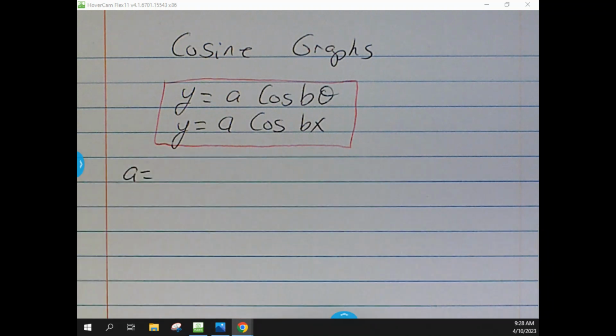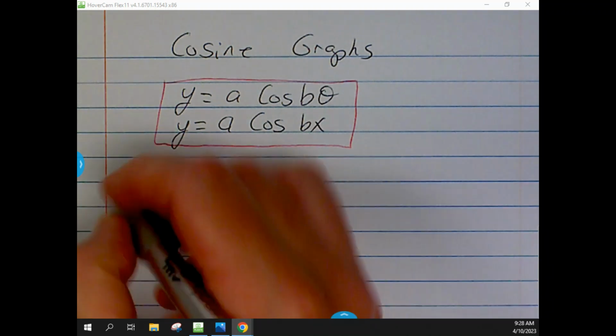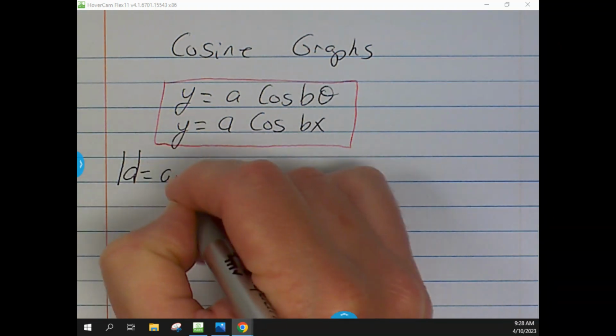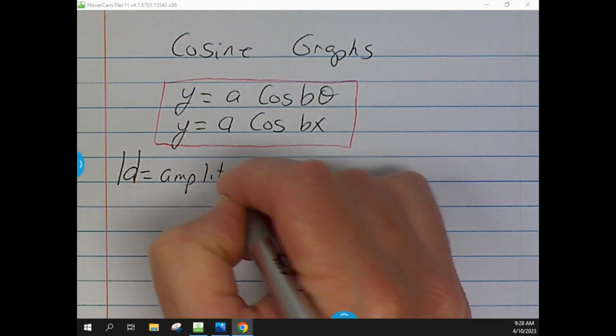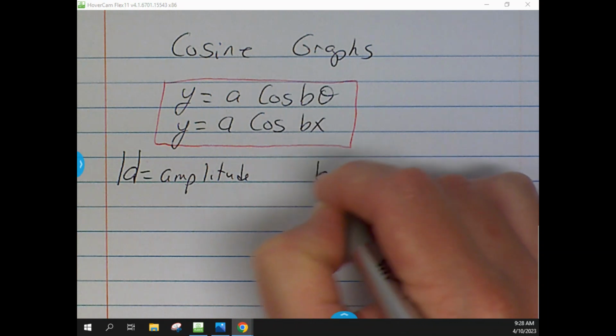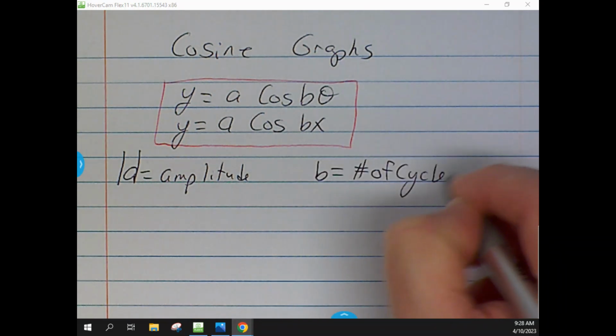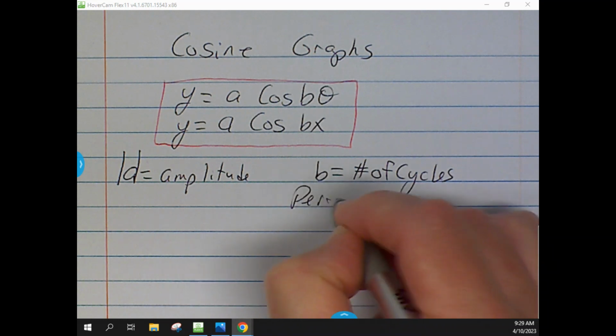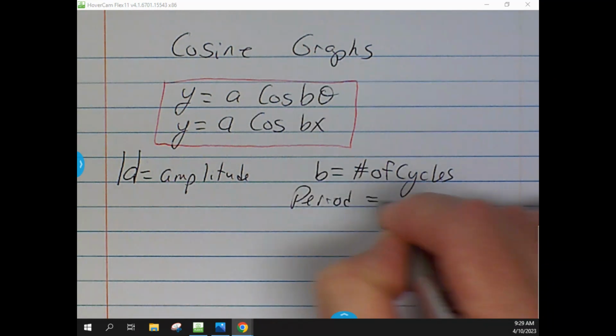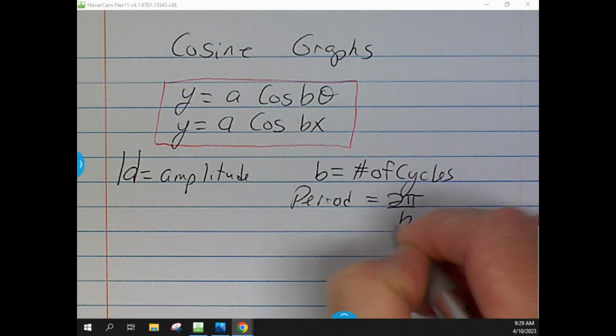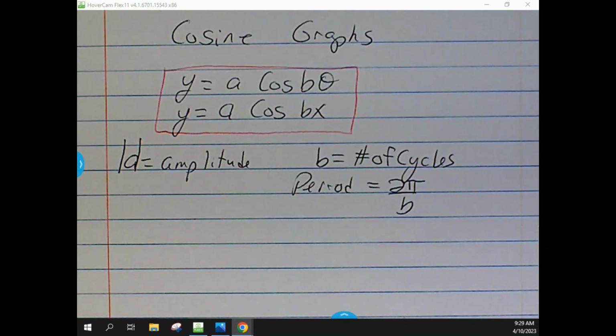The A value is still the same set of numbers. Yeah. With the A value, the absolute value of the A value is still your amplitude. And the B value is still your number of cycles. And again, the period is still 2 pi over B. So the setup for sine and cosine is exactly the same thing. The only thing that's different is the graph.